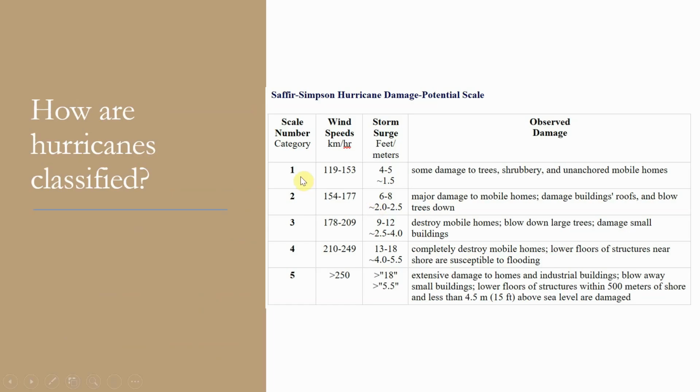And we classify them as well. We also have a 5-point scale. It's called the Saffir-Simpson Hurricane Damage Potential Scale. This one is measured directly from the winds. So these are the winds in kilometers per hour. These are the predicted storm surges. So if it's more than 250 kilometers an hour, you can expect more than 18 feet or more than 5.5 meters of storm surge. And this is the overall damage. So a category 5, you're looking at extensive damage to homes and industrial buildings. You will blow away small buildings, and lower floors of structures within 500 meters of the shore, so half a kilometer of the shore, are going to be damaged if they're not at least 15 feet above sea level. So again, really bad damage in a big hurricane like this.